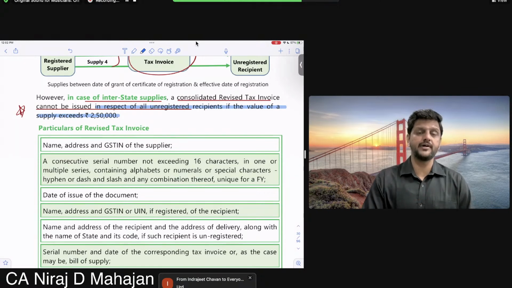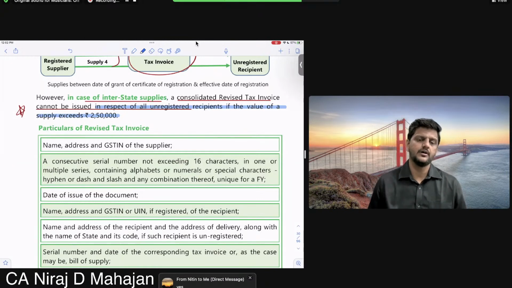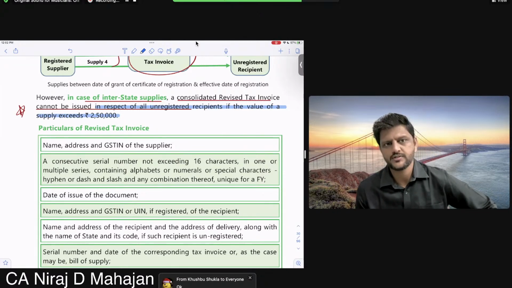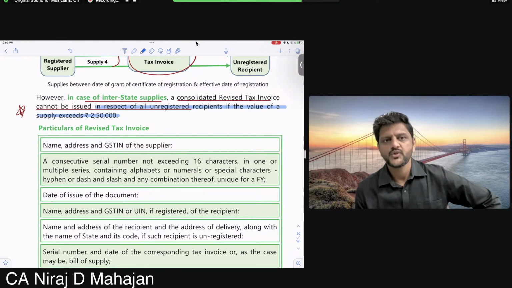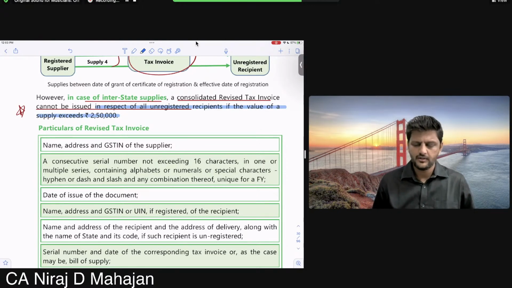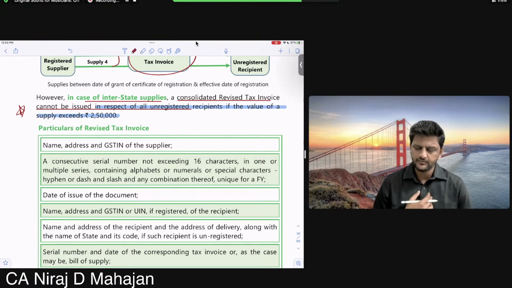Recipient is URD making a purchase of more than 2,50,000. Yes or no? In that case, children, we can't give a consolidated invoice. We have to give separate revised invoices. Why? Because we want to see who this URD is who is buying so much. Interstate, we will not be giving consolidated revised invoices if the amount is more than 2,50,000, if the value of a supply. Is that clear?